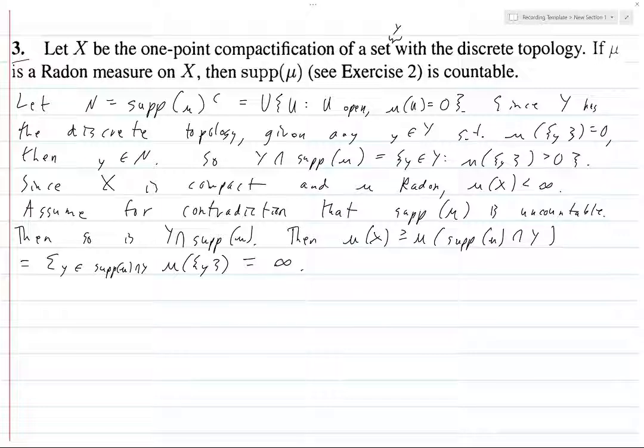But anyways, this is infinity. So this is a contradiction, because infinity is not less than infinity. Did I spell that? Contraction. That is not what I meant to. Contradiction.